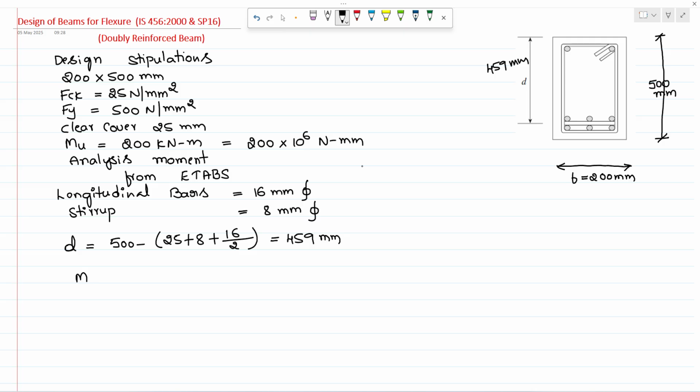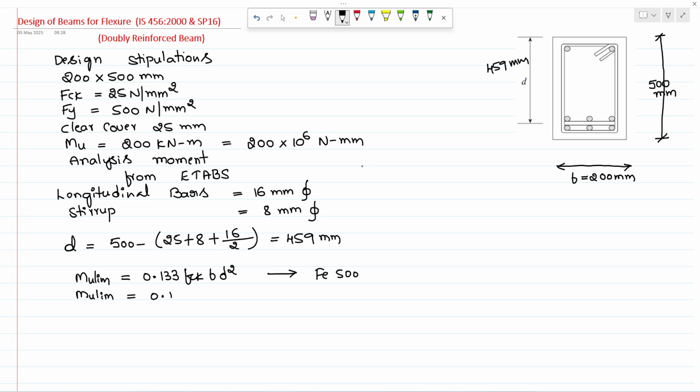So let me calculate the capacity of the section. Mu limit equals 0.133 fck b d square. So Mu limit is 0.133 fck b d square, and this is for Fe 500 grade.